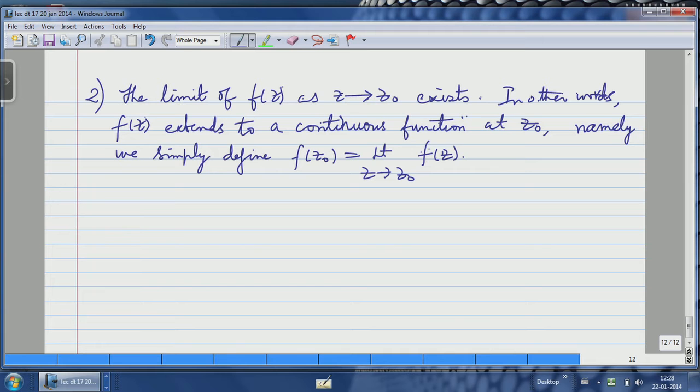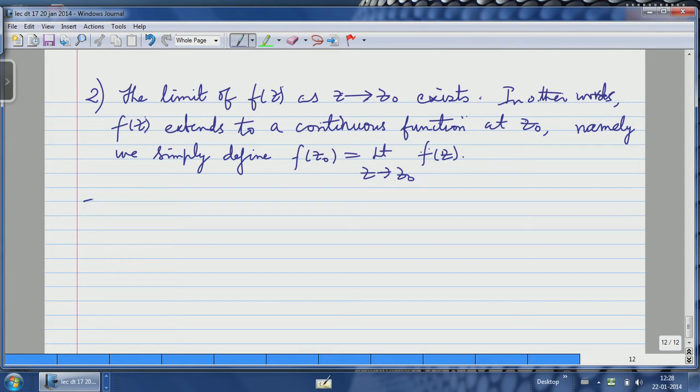You redefine f at z naught, and the resulting function becomes continuous at z naught, but what you do not have immediately is that it is also analytic at z naught. That is the serious consequence, that is the Riemann removable singularity theorem: just continuity at that point is good enough for analyticity. That is the crux of the Riemann removable singularities theorem. So, this is the second condition.